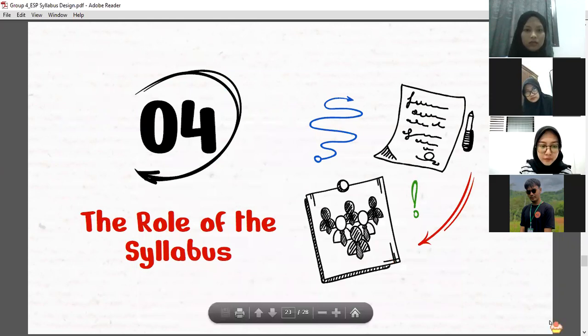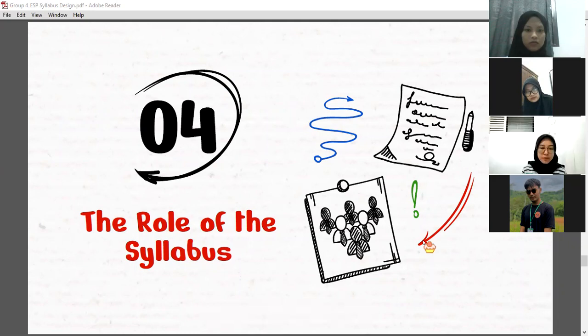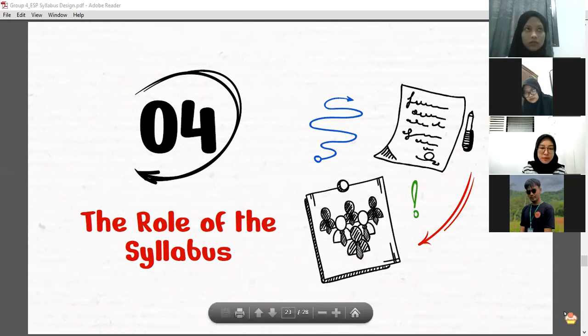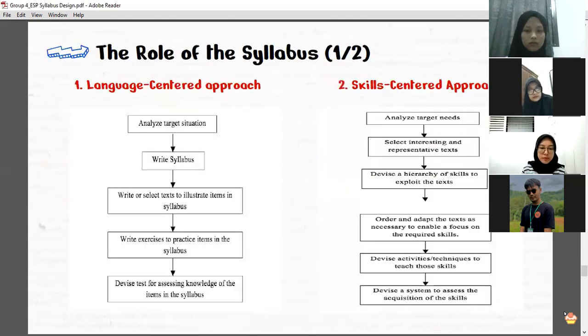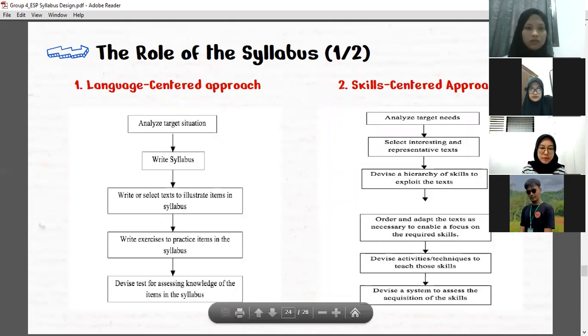All right. The next material is about the role of syllabus in course design approaches based on Hutchinson and Waters. There are four course design approaches. Those are, next slide, please. The first one is language-centered.